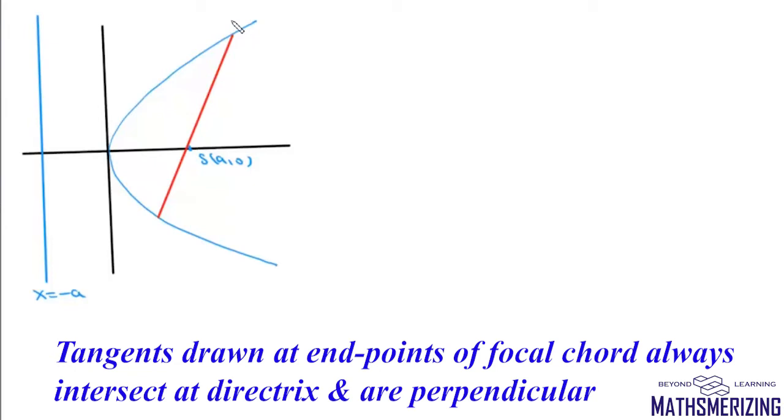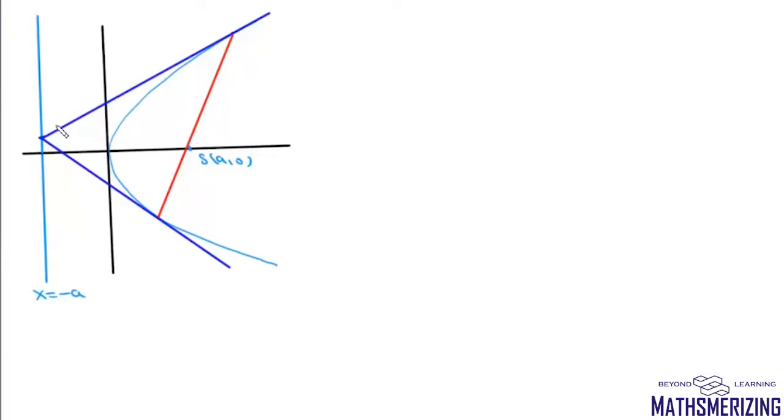Now the important result is tangents drawn at end points of a focal chord, they intersect at directrix. So this is a focal chord, and tangents drawn at extremities of a focal chord, they intersect at directrix. So we have this focal chord, and suppose this point is (at1², 2at1), and this is (at2², 2at2), and we know that since it is a focal chord, then t1 into t2 is -1.